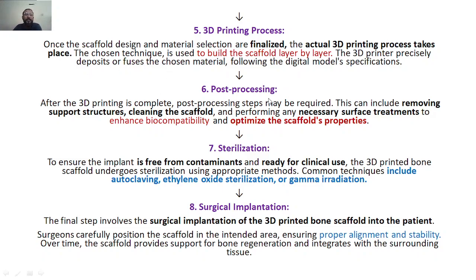Next, post processing. After printing, you need to process the printed part first. We need this step to remove certain kinds of structures which are not required, for example removing the support structures, cleaning the scaffolds, and performing necessary surface treatments to enhance the biocompatibility and optimize the scaffold's properties.